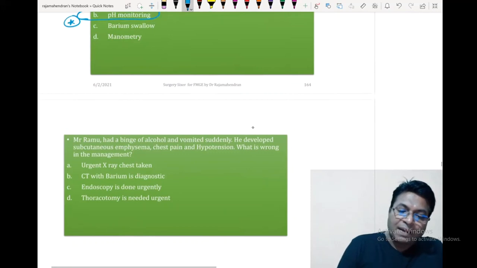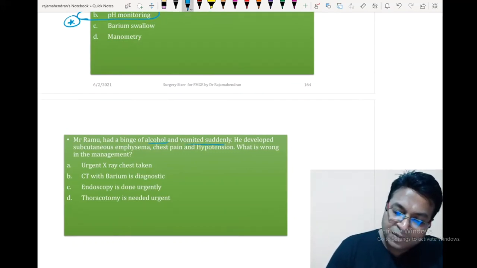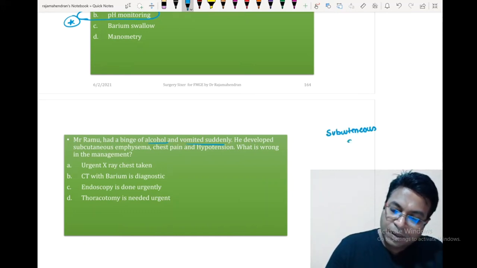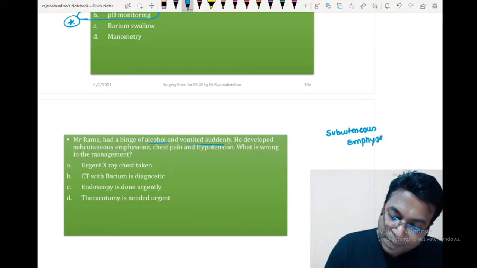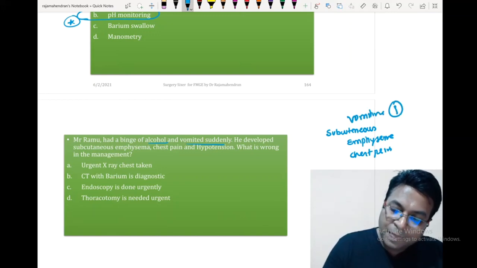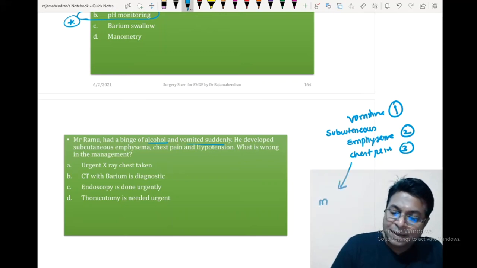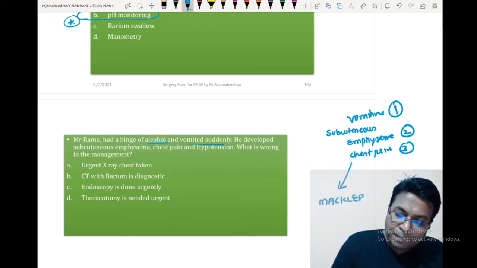So Mr. Ramu had a binge of alcohol and vomited suddenly. He developed, please understand the symptoms, subcutaneous emphysema and chest pain following vomiting. So these are the three symptoms I am telling: vomiting, emphysema, chest pain. What is this triad known as? This is known as Mackler's triad, seen in Boerhaave syndrome.